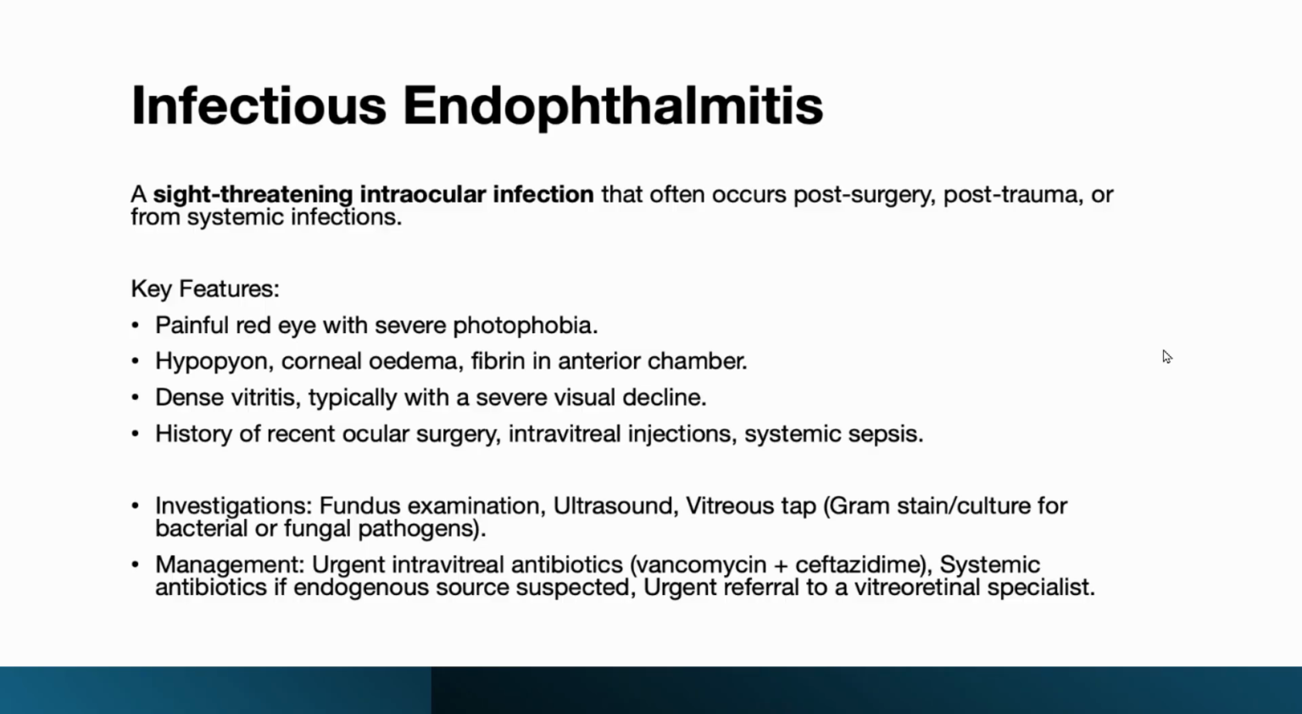Another condition that's important not to miss is infectious endophthalmitis, a sight-threatening intraocular infection that can occur post-surgery, post-trauma, or from systemic infections. It presents with a painful red eye, severe photophobia, hypopyon, corneal edema, fibrin in the AC, and dense vitritis, typically with severe visual decline. A history of recent ocular surgery, intravitreal injections, or systemic sepsis should raise suspicion.